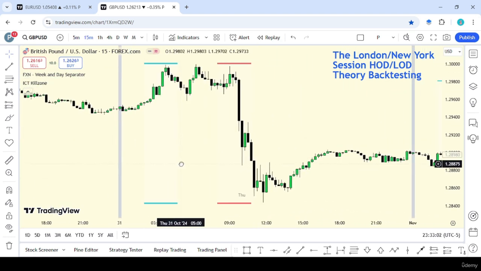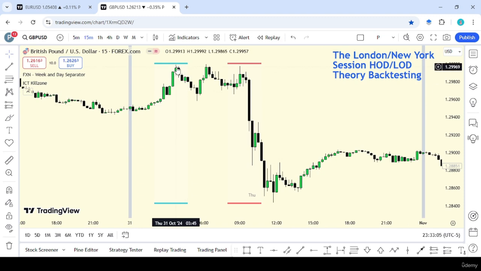Then the very next day we had a significant high at 3:45 a.m., but I believe this was the high of the day. So you can see this high here is 1.29992. This high was 1.29998. So this is 992. This is 998. So this is higher than this. So we had that high of the day created there. Then this high was 1.29978. So this was the highest high that was created.